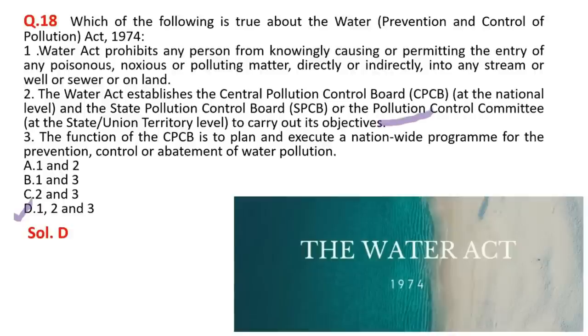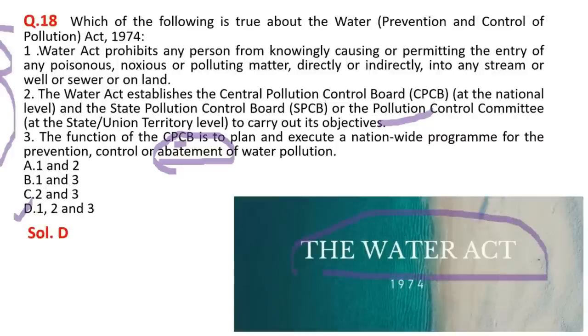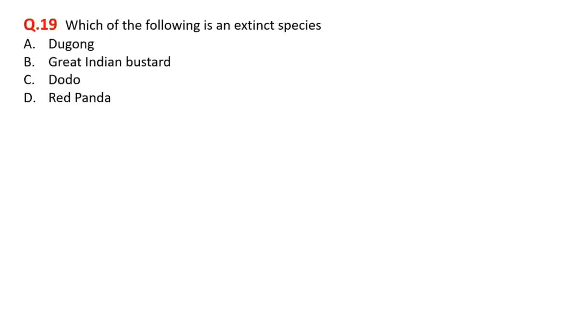And the third point is, the function of the CPCB, that is the Central Pollution Control Board, is to plan and execute a nationwide program for the prevention, control and abatement of water pollution. Abatement means reduction of the water pollution. So here all three points are right and they come under the Water Act of the year 1974. So next question, which of the following is an extinct species?